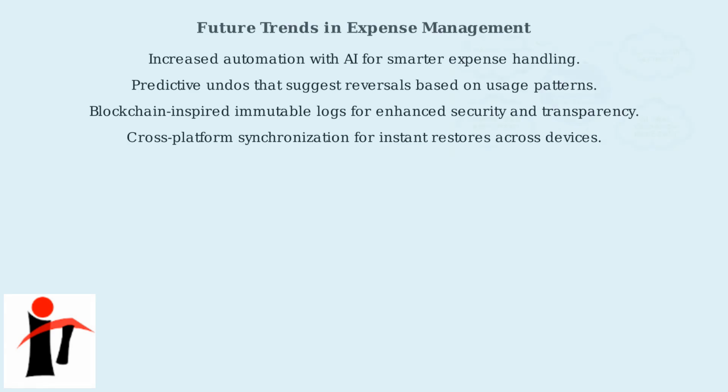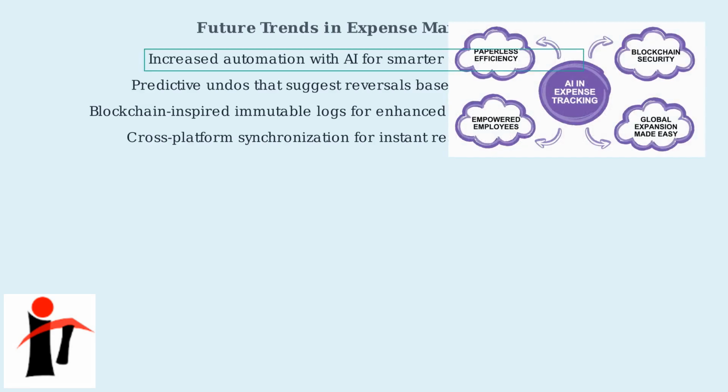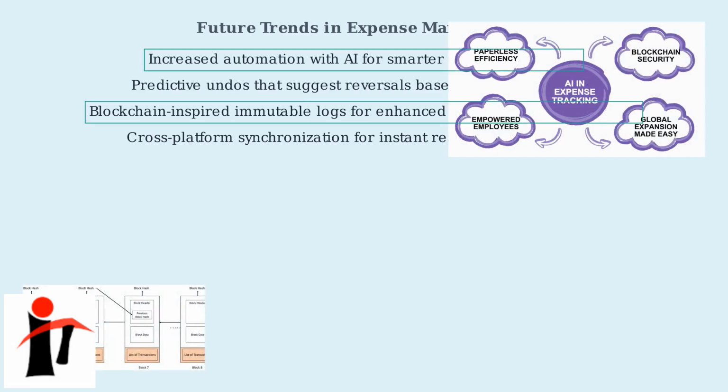Looking ahead, expect increased automation through AI to handle expenses more intelligently. This includes predictive undos that learn from your patterns to suggest reversals. Security will improve with blockchain-inspired immutable logs that prevent tampering. Finally, cross-platform synchronization will enable instant restores across all your devices.